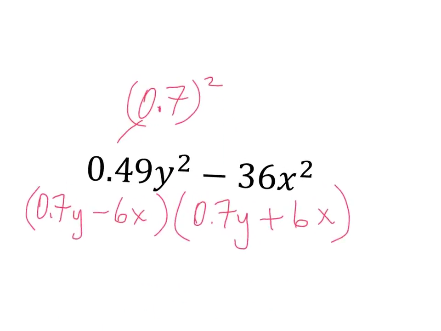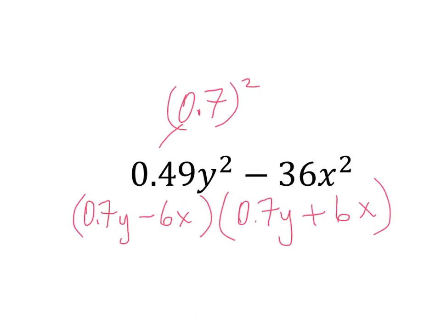Next question we're going to look at right here. Now, you notice 0.7 squared gives you 0.49, and 36, well, we know that's 6 squared. So there's your difference of squares question again. And you end up with 0.7y minus 6x and 0.7y plus 6x as your factors.